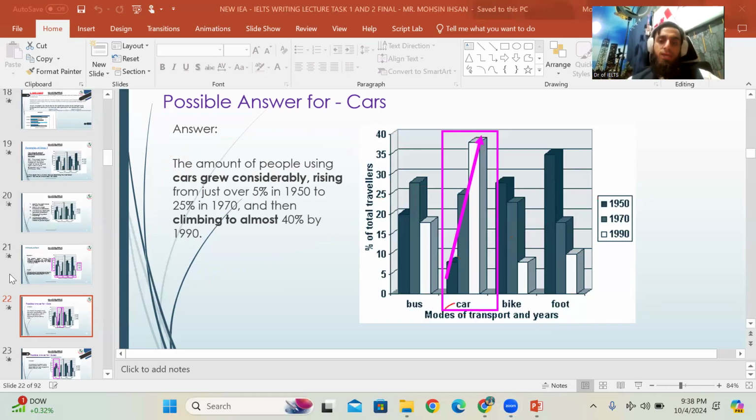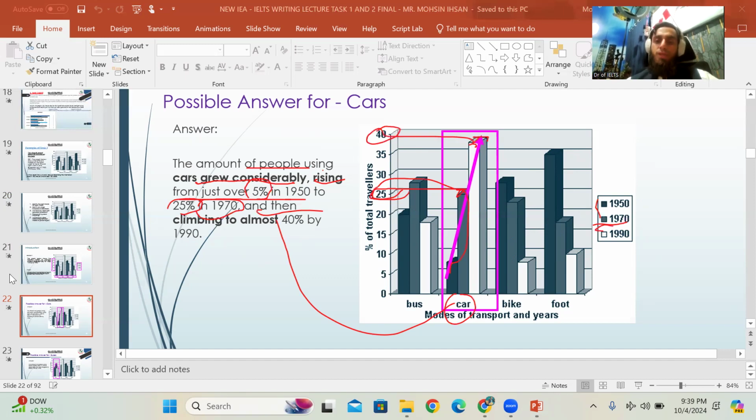Now let's see car. The amount of people using car grew considerably. You can say grew with the passage of time, right? Considerably or with the passage of time, both are right. Rising or increasing, both are right. Increasing from just over 5% to 25% in 1970 from 1950. Now we will mention this: 25% in 1970. Up to 1970 it increased, and then what happened? In 1990, it inclined to 40%, or we can write, climbing to almost 40% by 1990. Writing in both styles is right, isn't it?